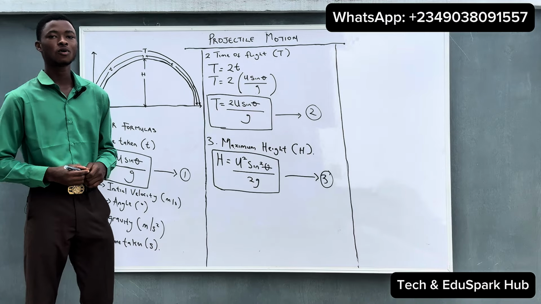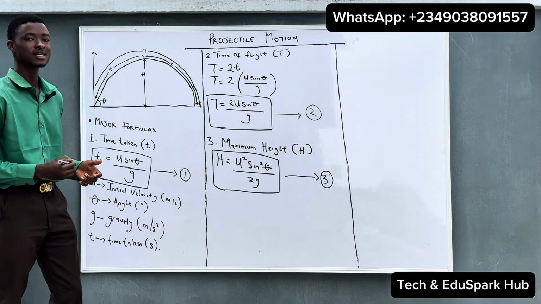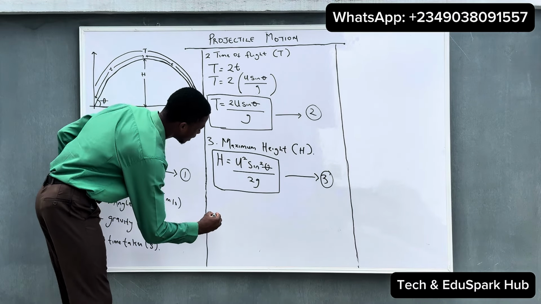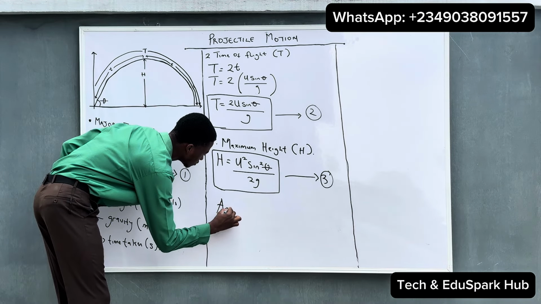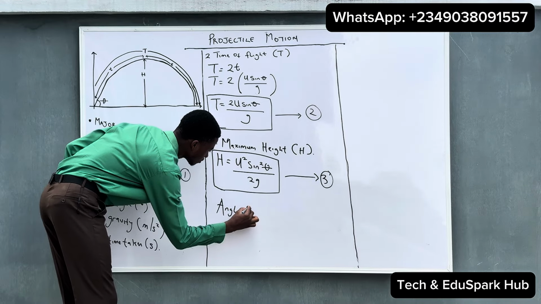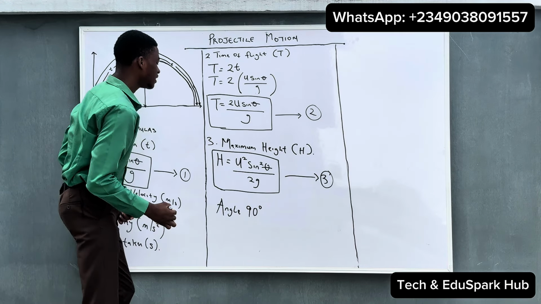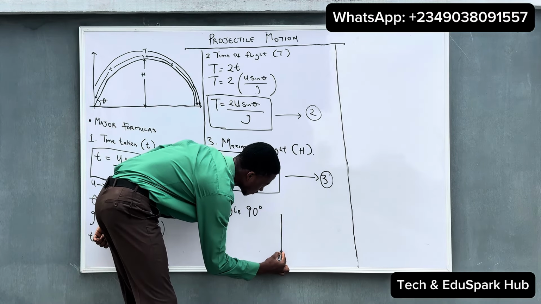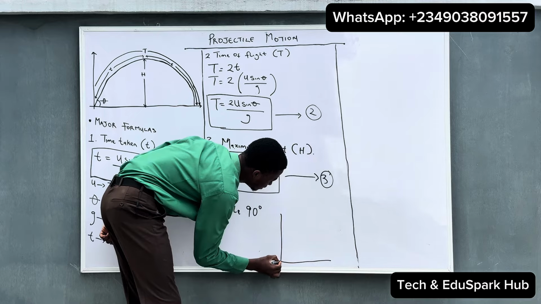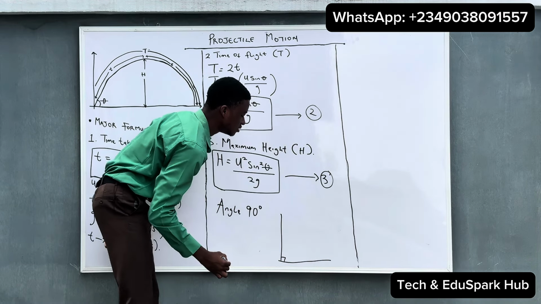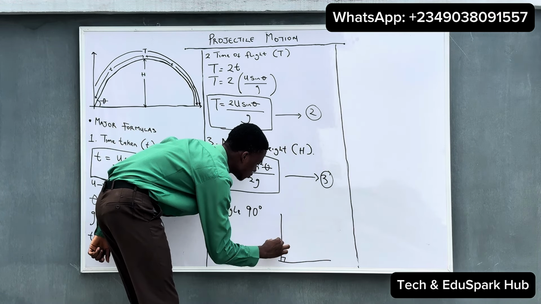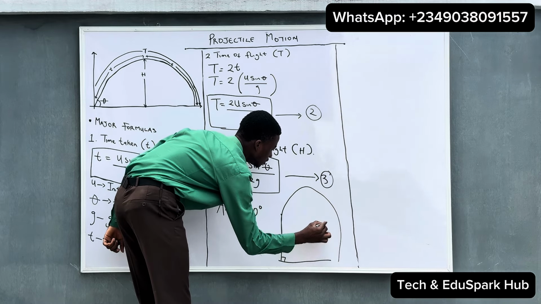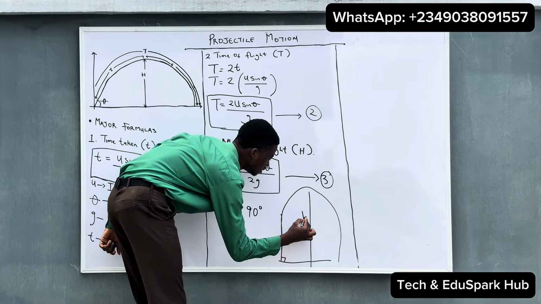They can ask you, at what angle must a body be projected to attain the maximum height? For this kind of question, a body must be projected at the angle 90 degrees to attain the maximum height. So let's take for example, let's say this is our projectile. You can see this is at angle 90 degrees already. So if the body is projected at this angle 90 degrees, definitely the body will attain a maximum height because it will go like this. So we will have our maximum height, which is the H.